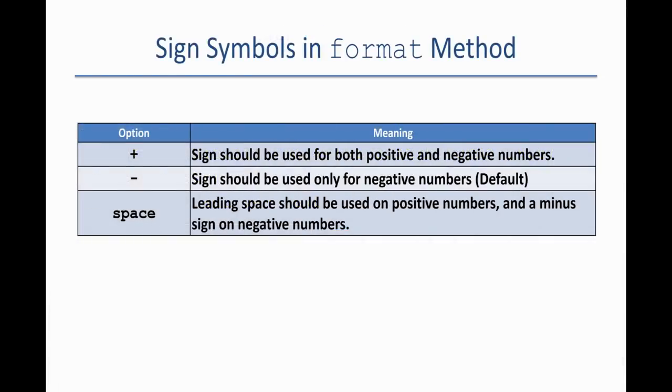Here is the table for sign symbols in format method. The plus sign means that you are forcing Python to put a plus symbol before positive numbers. And of course, there is always a negative symbol before the negative numbers. The negative sign is the default. That means if the number is negative, you put a negative sign, and if it is positive, you put nothing. The space means that a leading space should be used on positive numbers.